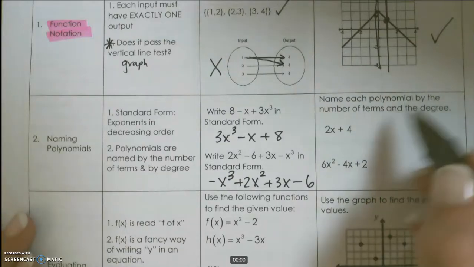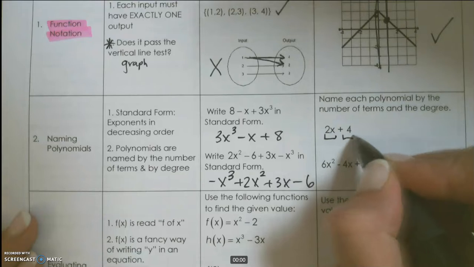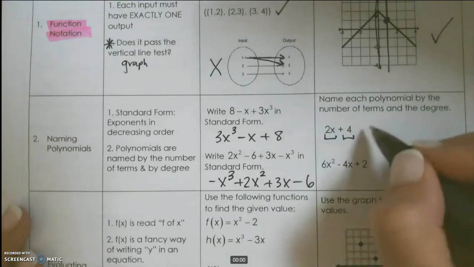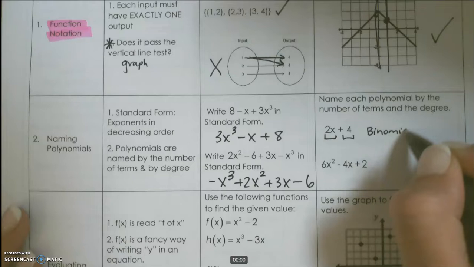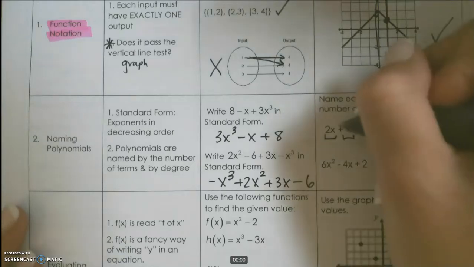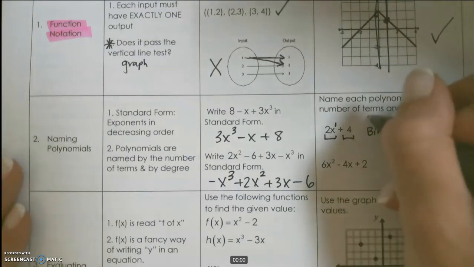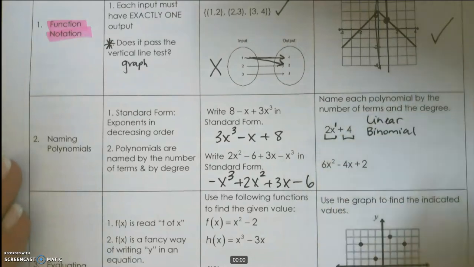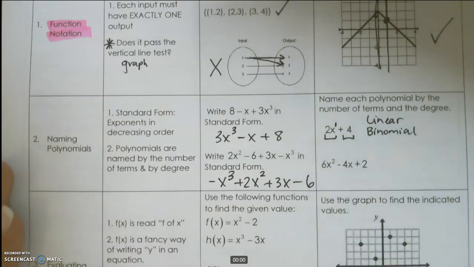We're going to name each polynomial by the number of terms and the degree. This has two terms. Terms are separated by plus and minus signs, so this would be considered a binomial. Then the degree is 1, right? The degree is what your highest power is. So this is a linear function. This would create a straight line, and there's two terms, so a linear binomial.